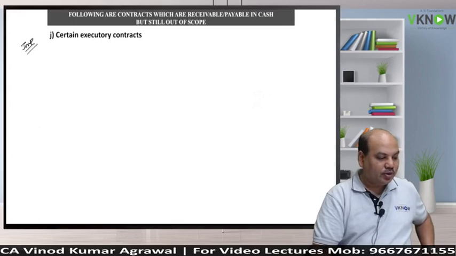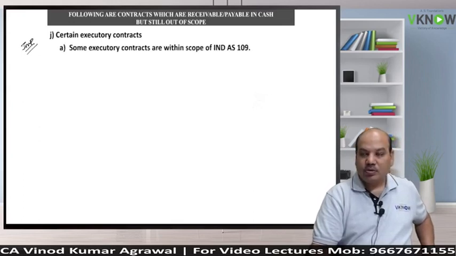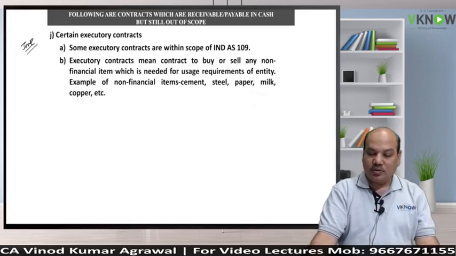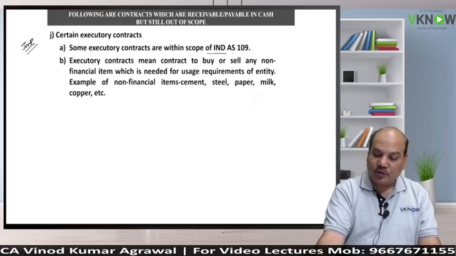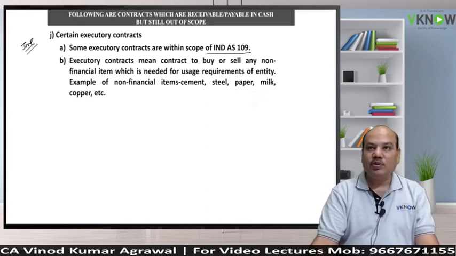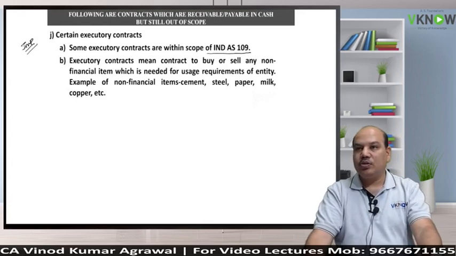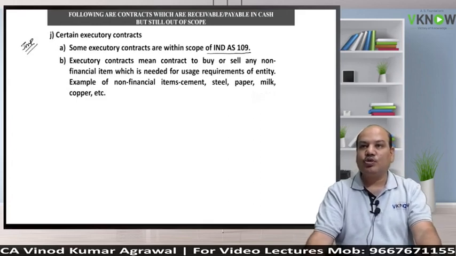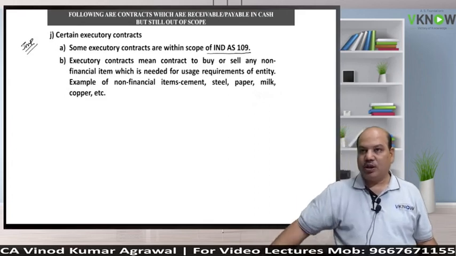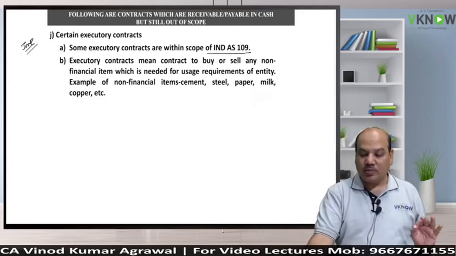Certain executory contracts. Executory contract means these contracts have not been executed by both the parties. Some executory contracts are in the scope of Ind AS 109, so in the next few lines we will see. Usually executory contracts are outside the scope of the standard, but in some cases, executory contracts are covered by the standard.